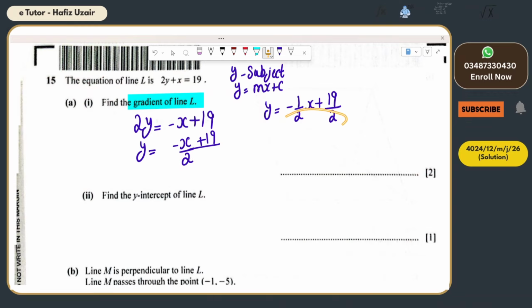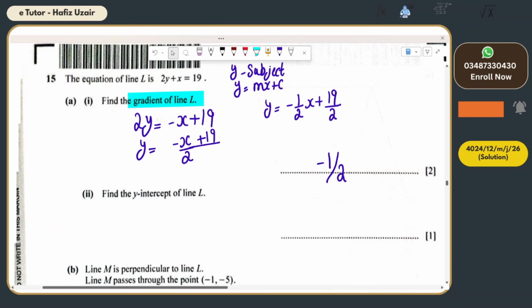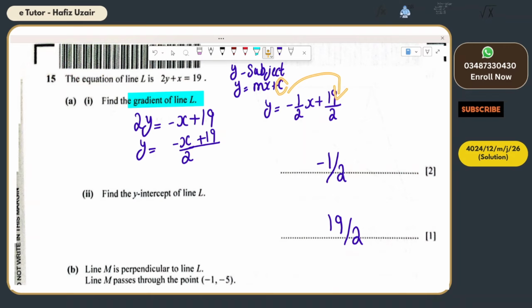The denominator is the same, so you can combine them or you can write them separately. We need to compare, so that's why we wrote these numbers separately. If we compare this with y equals mx plus c, in the place of y, y, x and x, so m will be equal to minus 1 over 2. All right. So now write down the y-intercept of line L. So that is 19 by 2. If we compare c over here, we have 19 over 2 in the place of c. All right.